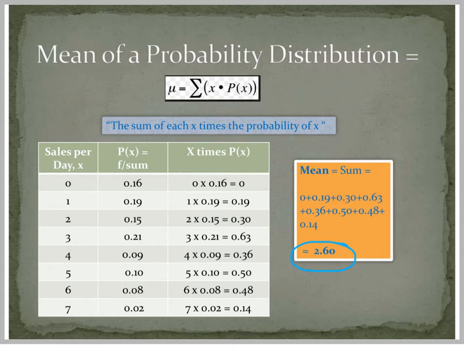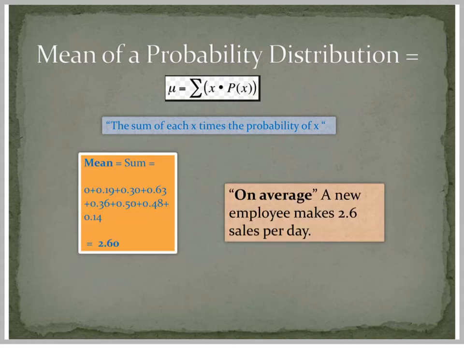So that's a little different than just calculating a regular mean that you're used to, which means we added everything up and divided by the number of values. We have to actually multiply times our probability and then find our sum. And we're not dividing by anything. So what does this mean tell us? This mean tells us that on average, a new employee makes 2.6 sales per day.